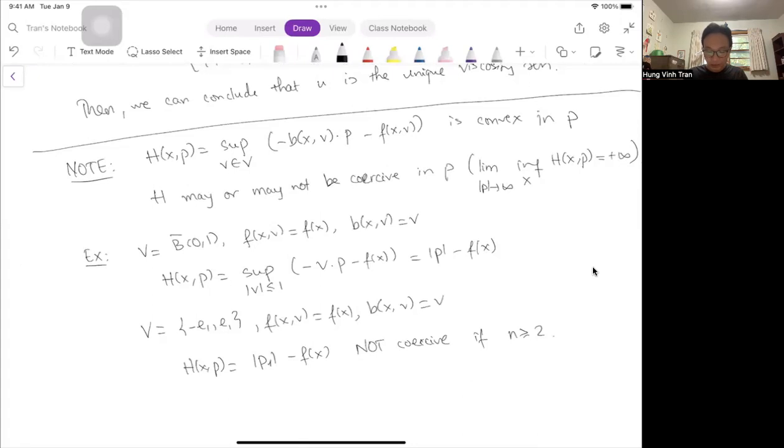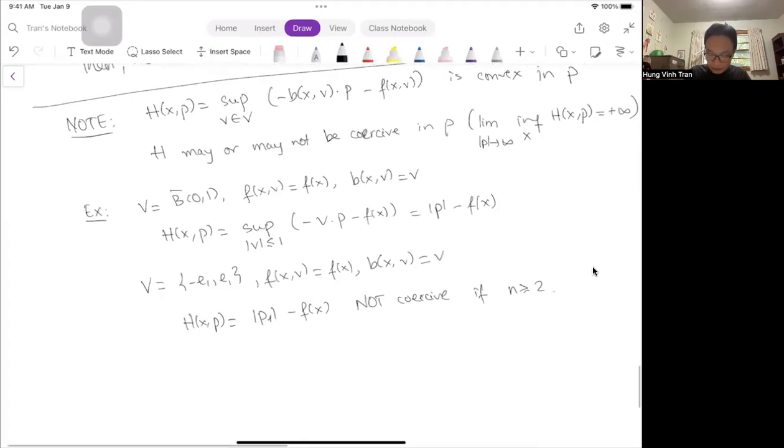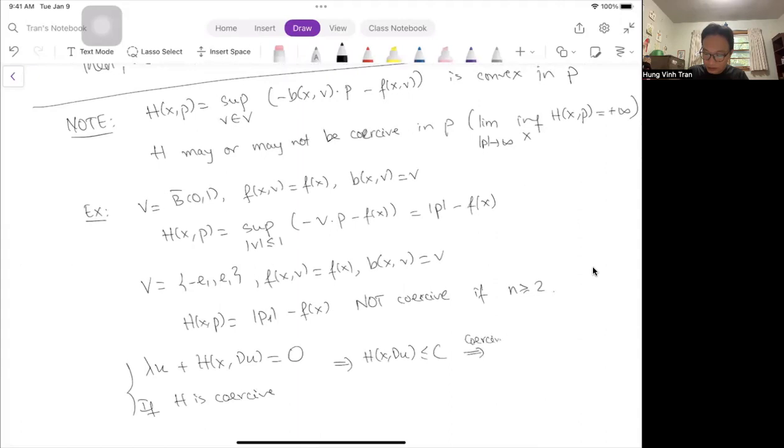Because we did prove earlier that for this sort of Hamiltonian, if h is coercive, then you can see that u is bounded. If u is bounded, then this is bounded, and by coercivity, Du is bounded, meaning that u is Lipschitz. So you have nice regularity of u, right?